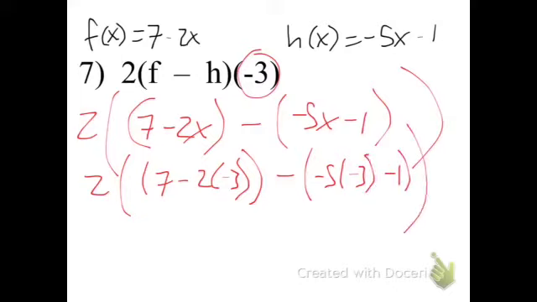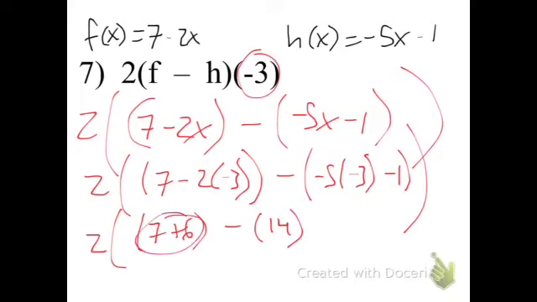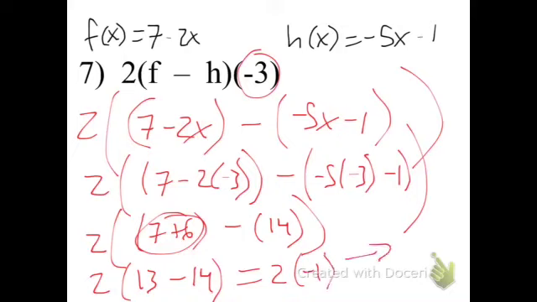Okay. Negative 2 times negative 3 is positive 6. And so we're going to have 7 plus 6. And then subtract. Well, negative 5 times negative 3 is positive 15. Subtract 1 gives you 14. Combine these together gives you 13. So we're going to have 2 times 13 minus 14, which gives you negative 1 inside. So 2 times negative 1, that's going to give you negative 2 for your final answer there.